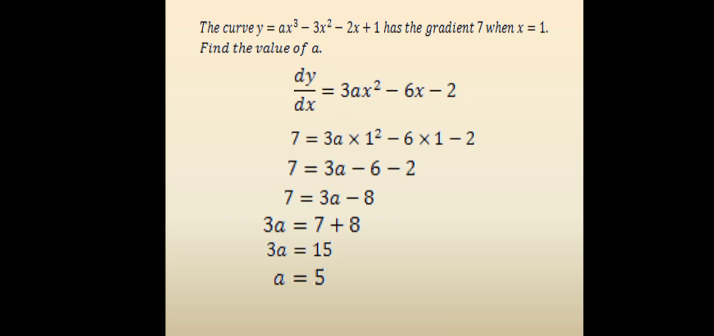The curve y = ax³ − 3x² − 2x + 1 has a gradient of 7 when x = 1. Find the value of a.